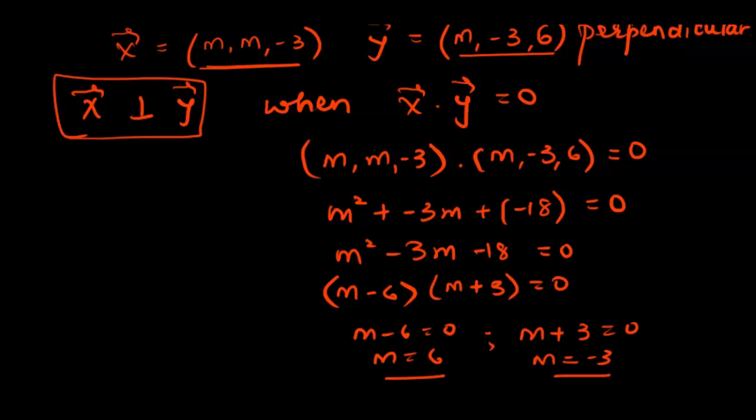So these are the two m values that would give us the dot product of x and y equal to 0, and for which x and y would be perpendicular. So we can either put m as 6 or we can put m as negative 3. Let's do another problem, and that's an application of cross product.